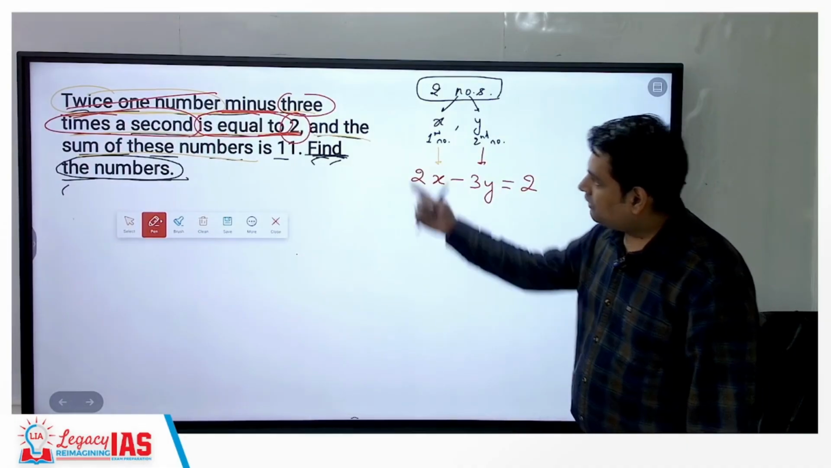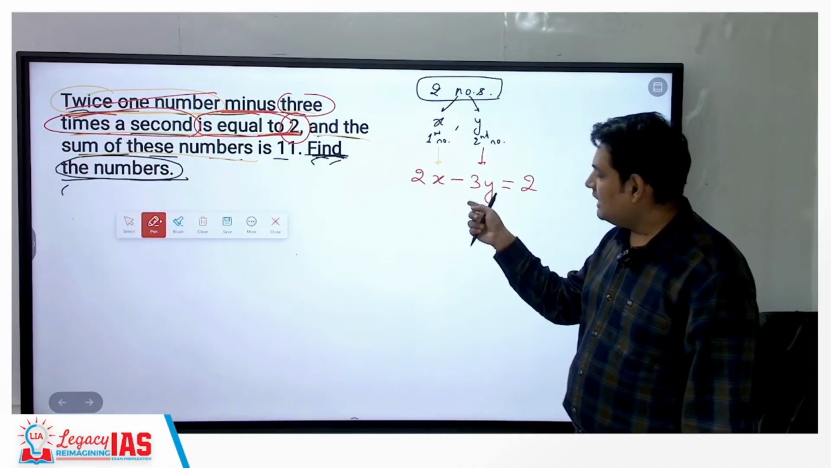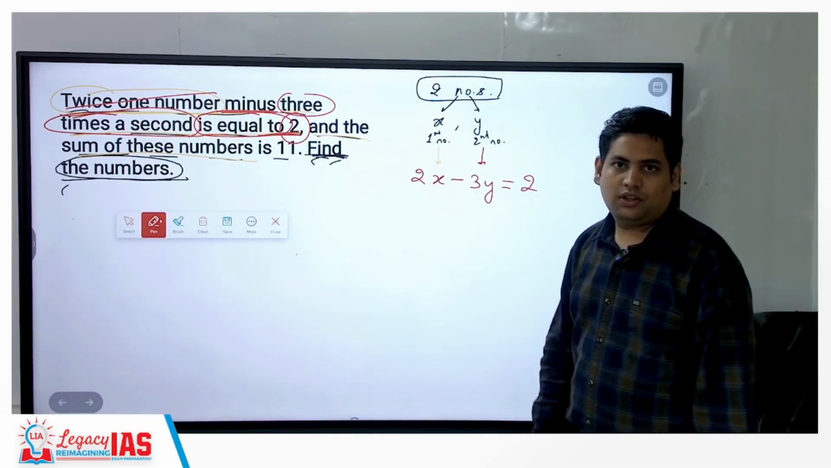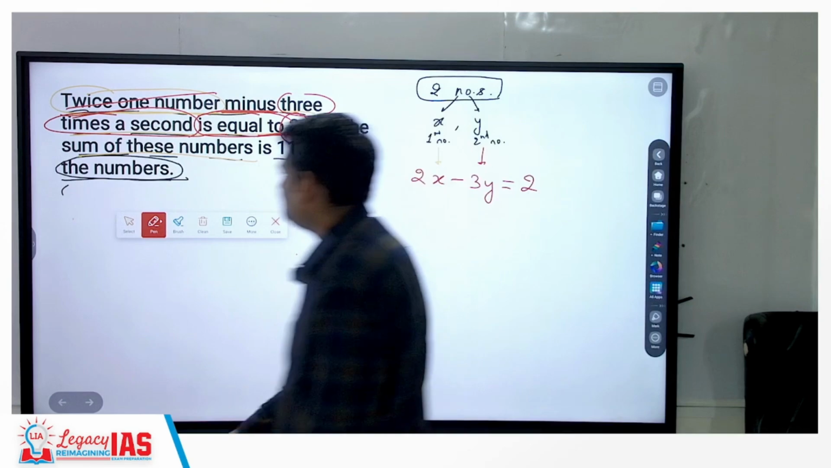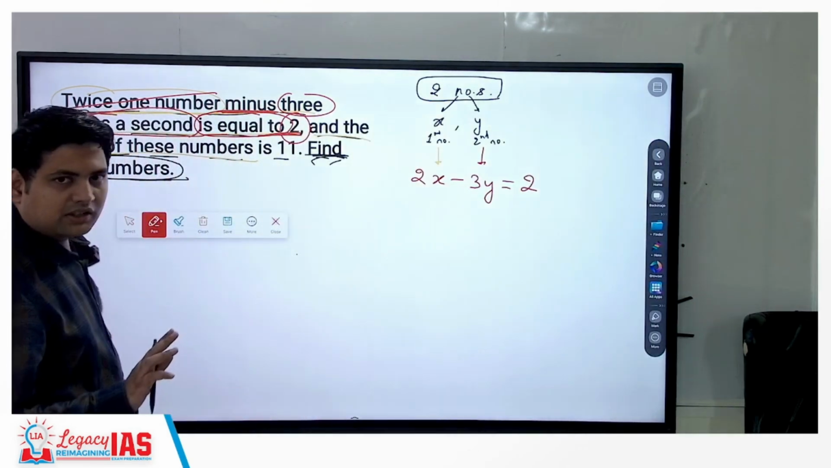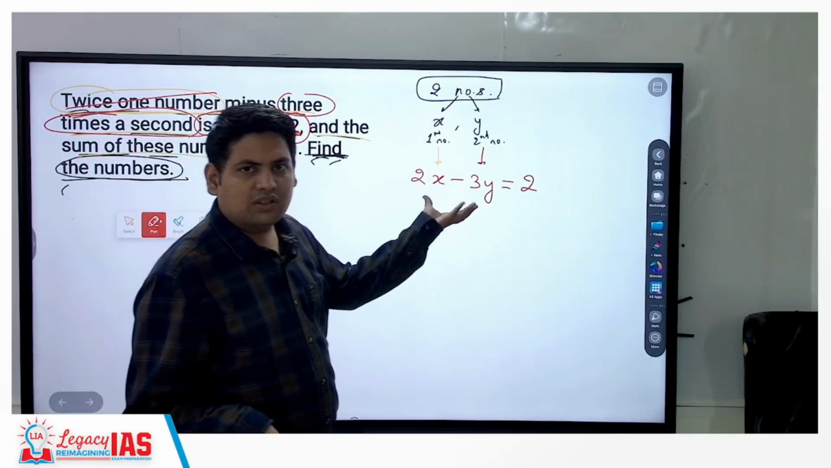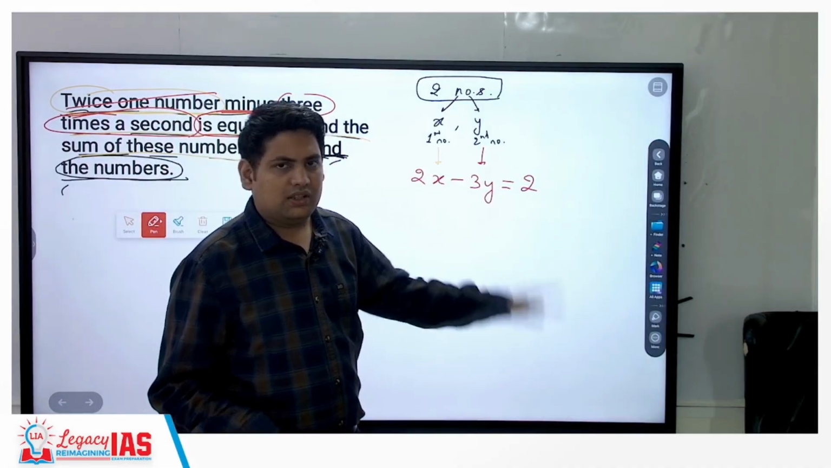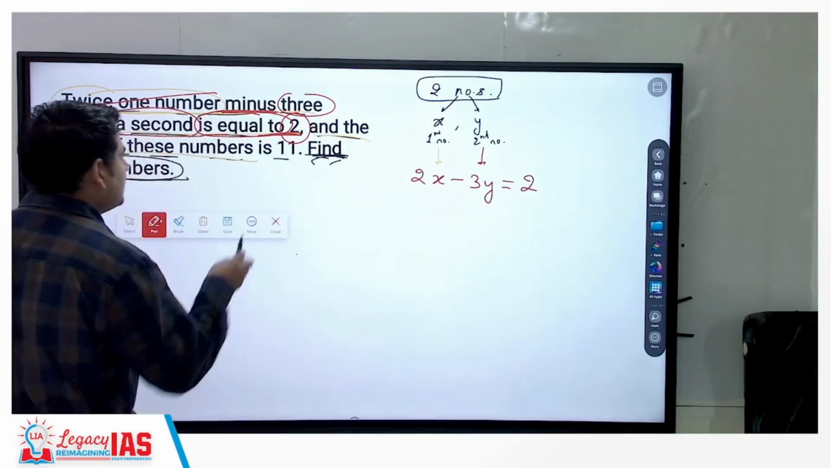Can you see? Twice the first number minus thrice the second number is equal to, this is what? There. This is your first equation. This is how an equation looks. X, y variable. It has an equal to sign and something on the other side of it. Now read the second part.